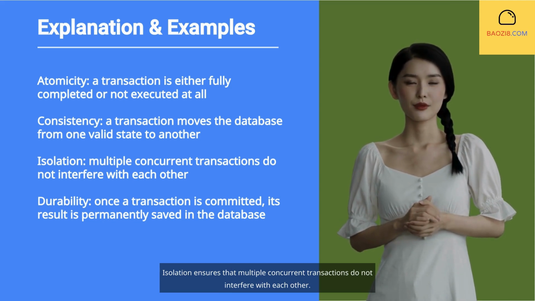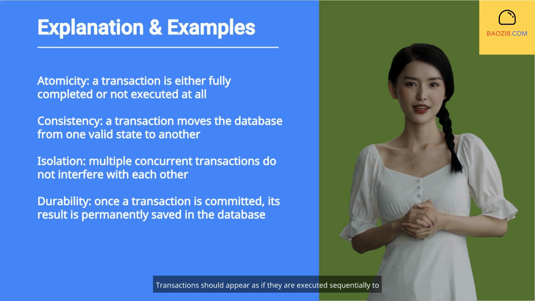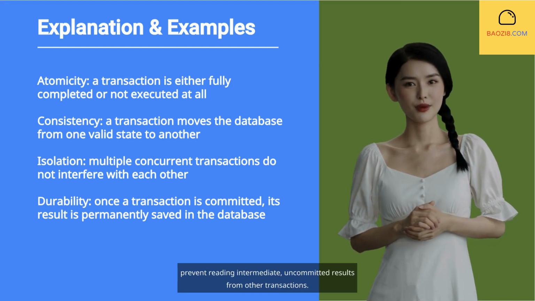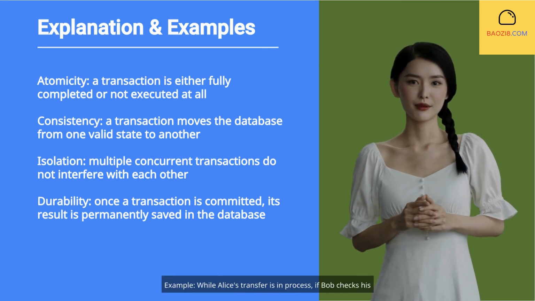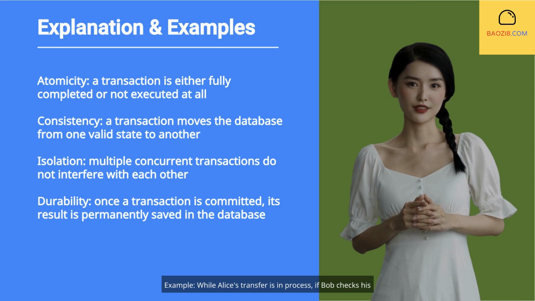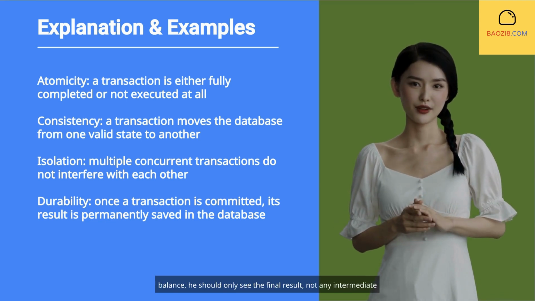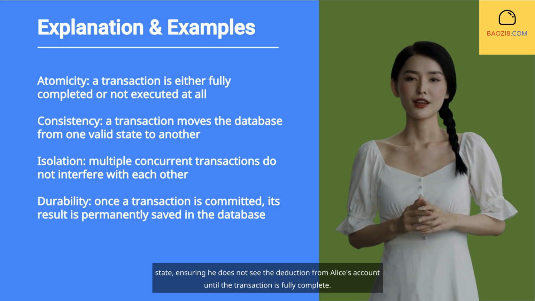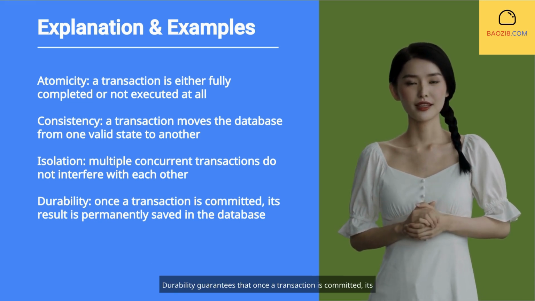Isolation ensures that multiple concurrent transactions do not interfere with each other. Transactions should appear as if they are executed sequentially to prevent reading intermediate, uncommitted results from other transactions. Example, while Alice's transfer is in process, if Bob checks his balance, he should only see the final result, not any intermediate state, ensuring he does not see the deduction from Alice's account until the transaction is fully complete.